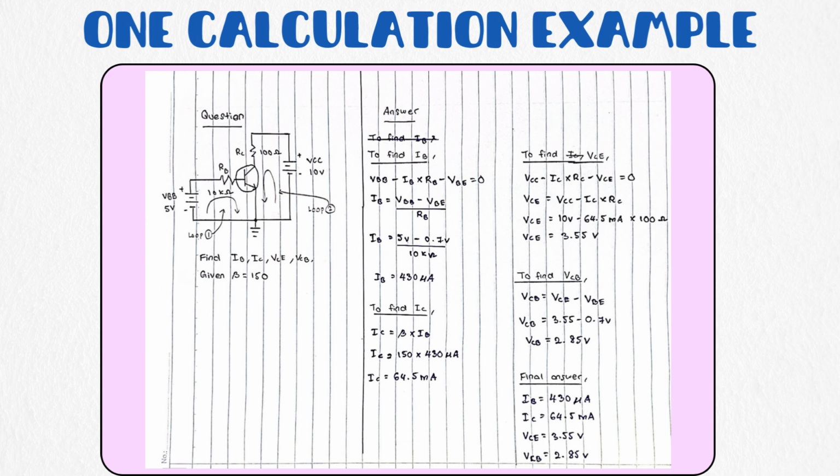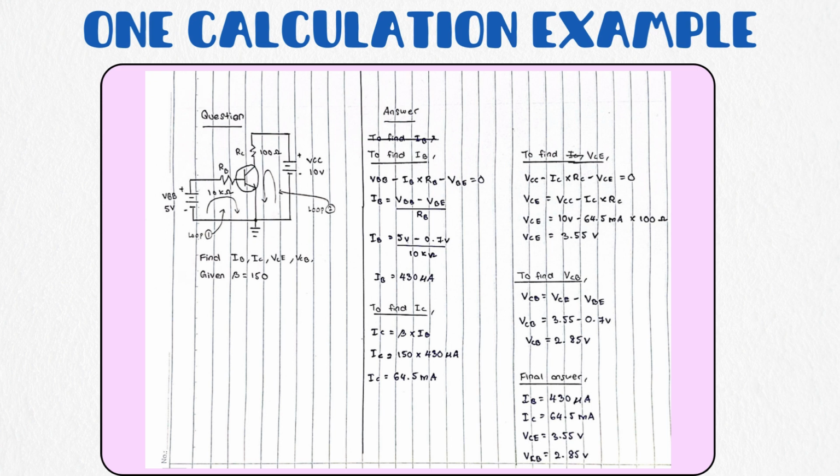Then we find IB by calculating IB equal to VBB minus VBE divided by RB. Then entering the values, 5 volt minus 0.7 volt divided by 10 kilo ohm. As we know, the value for VBE is indeed 0.7 volt, and the answer for IB is 430 microamperes.